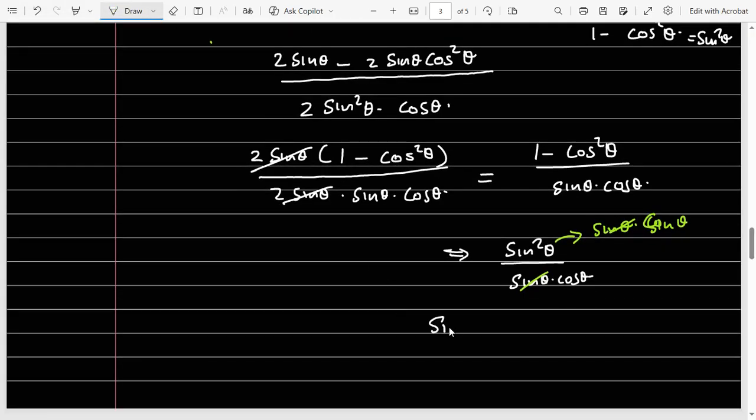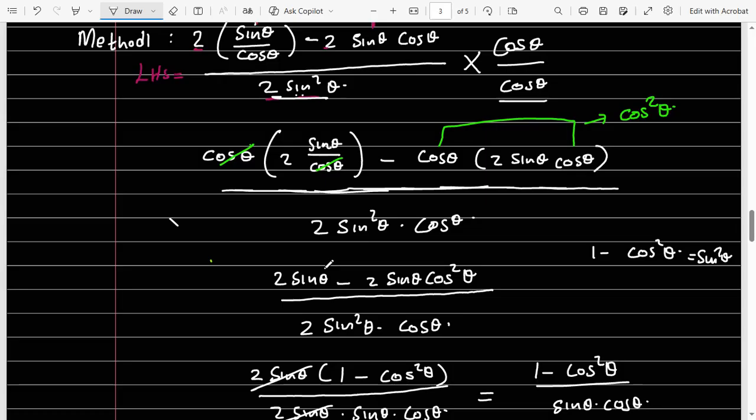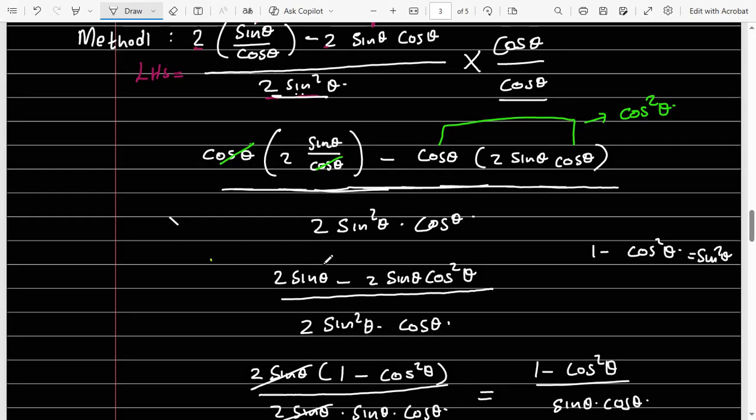So let me rewrite this. Sine theta times sine theta over sine theta times cos theta. So these two cancel, and this is equal to sine theta over cos theta, which is just tan theta. Therefore, left-hand side is equal to right-hand side. This is proved. So if this is not your method, maybe the method that I do next, you will definitely understand, okay? All right. That was method 1.